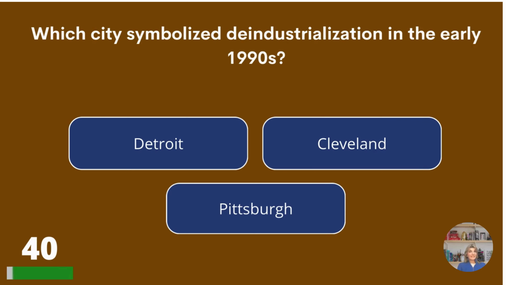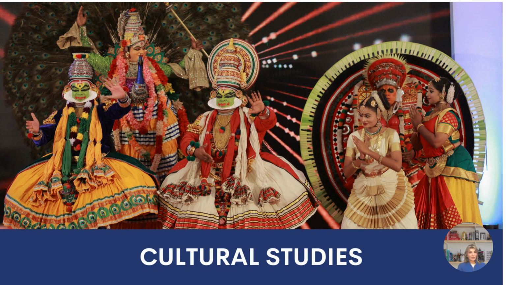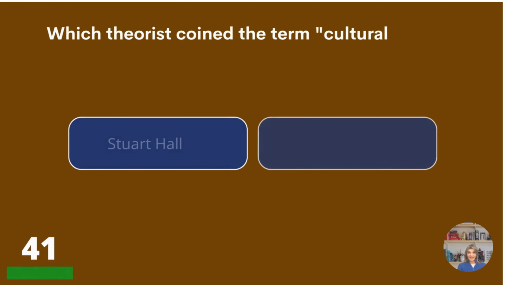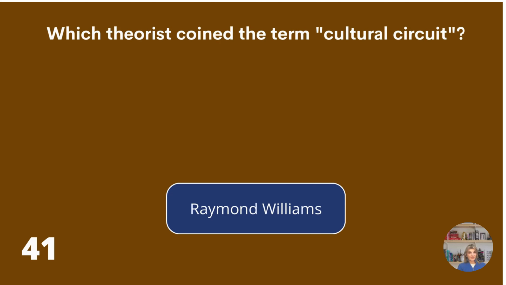Which city symbolized deindustrialization in the early 1990s? Detroit, Cleveland, or Pittsburgh? Detroit. Cultural studies for question 41. Which theorist coined the term cultural circuit? Stuart Hall, Paul du Gay, or Raymond Williams? Raymond Williams.